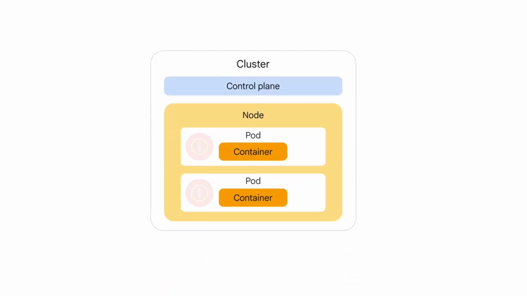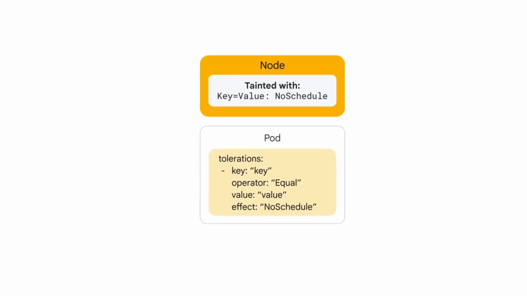When a node has a taint, it notifies certain types of pods that they are not welcome on a node. A toleration on a pod acts like an exception, and it allows it to override the taint and run on the node anyway. A toleration field consists of four components: a key, value, effect, and operator.